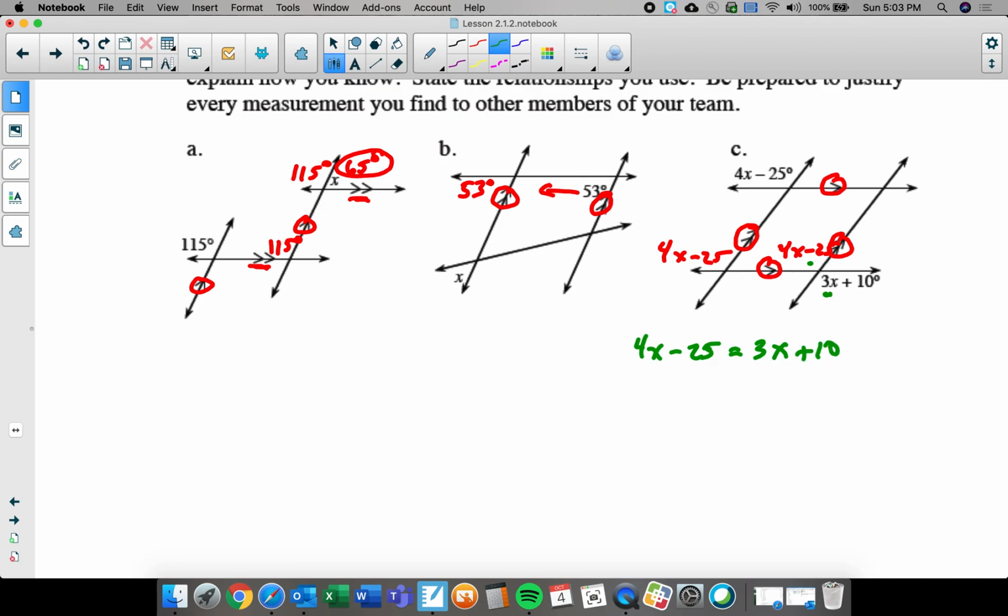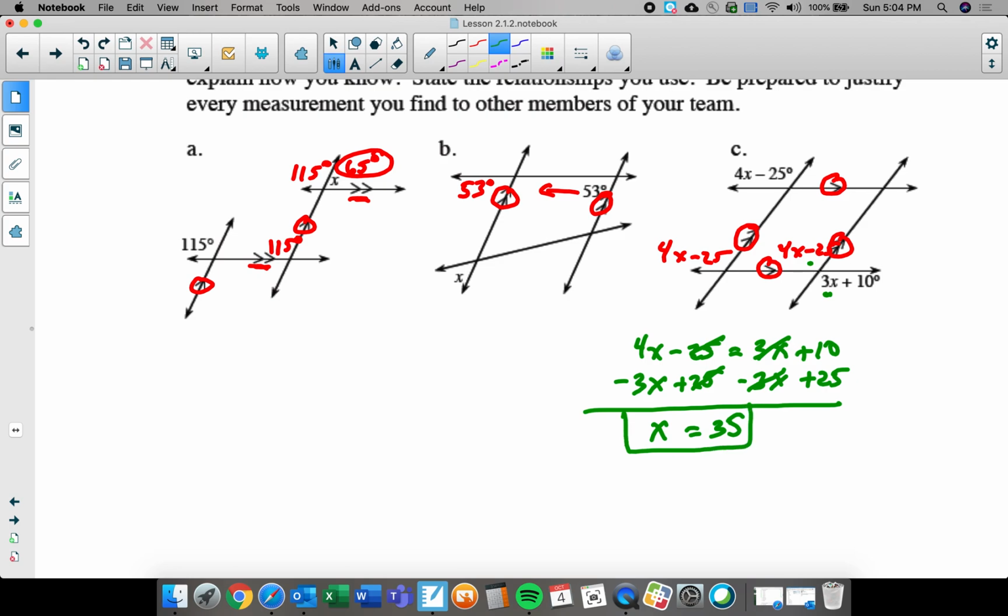And now we start moving stuff around. Solve the equation. I'm going to subtract the 3x. Since the x's are moving to the left, that means I'm going to add the 25 over here to the right. Okay. 4x minus 3x gives you 1x. Positive 10 and positive 25 give you a total of x equaling 35.